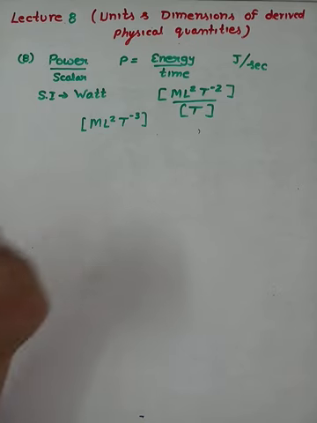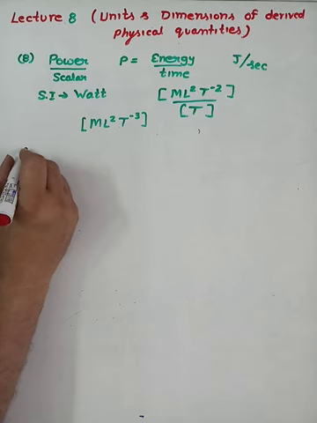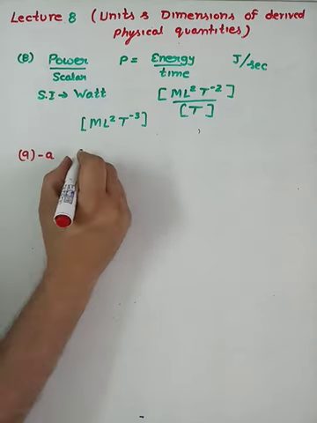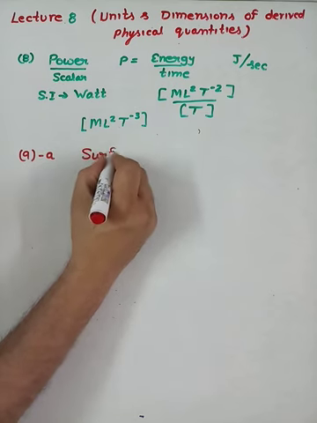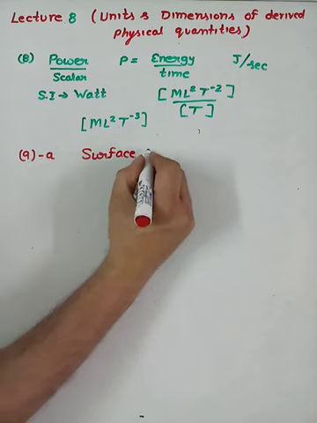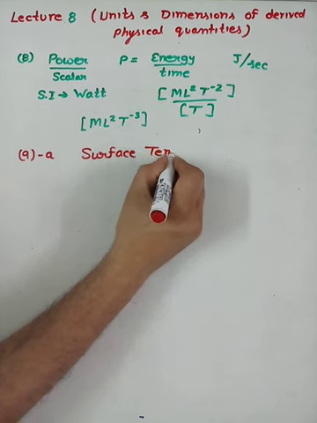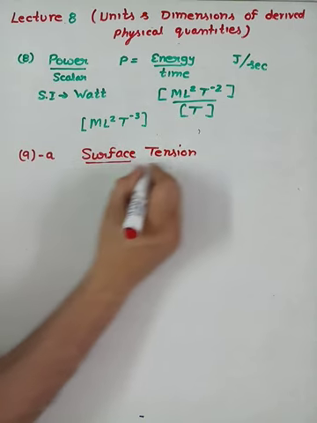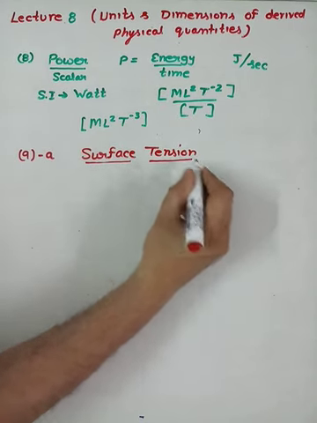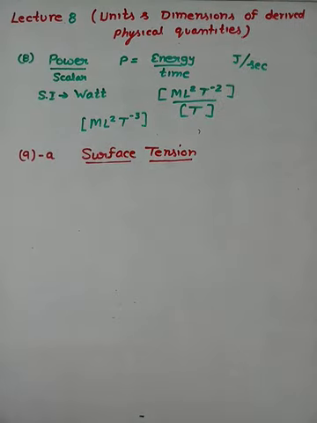Number 9 is surface tension. 9th will be called as A. 9th A is surface tension. You will come to know about this topic from properties of matter.